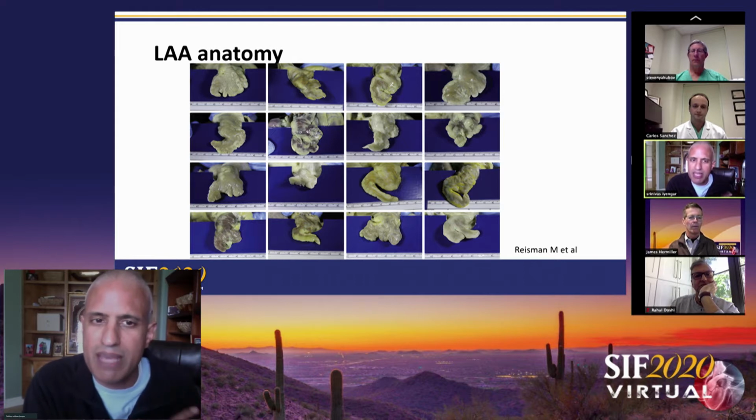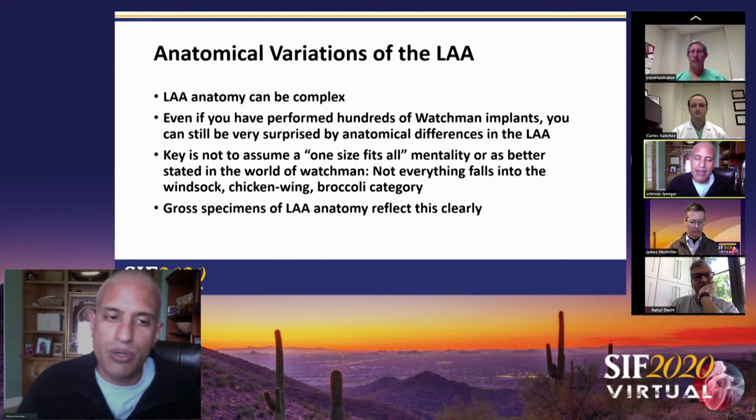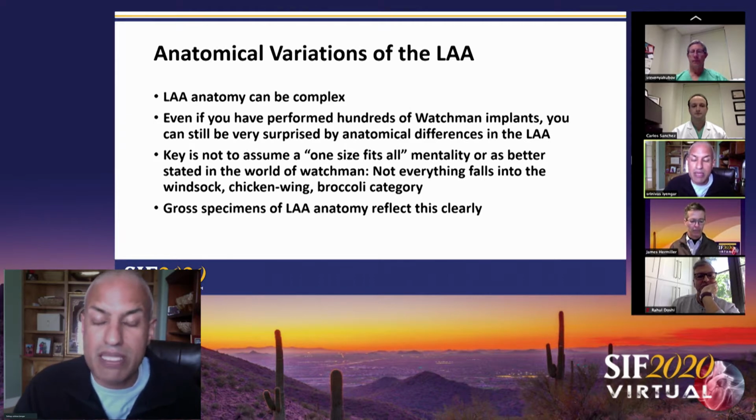So this is just something to keep in mind when you're doing your estimation on TEE prior to implanting your device. The variations of the left atrial appendage can be complex. Even if you have done hundreds of these devices, you can be very surprised by the anatomical differences that are present. So never assume a one-size-fits-all mentality, because again, not everything falls into the windsock, chicken wing, or broccoli category. And as I showed you, gross specimens can differ tremendously.